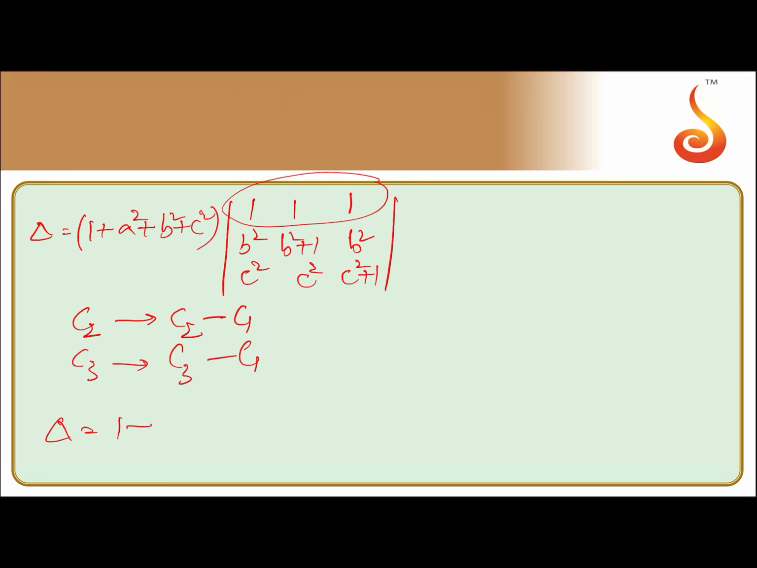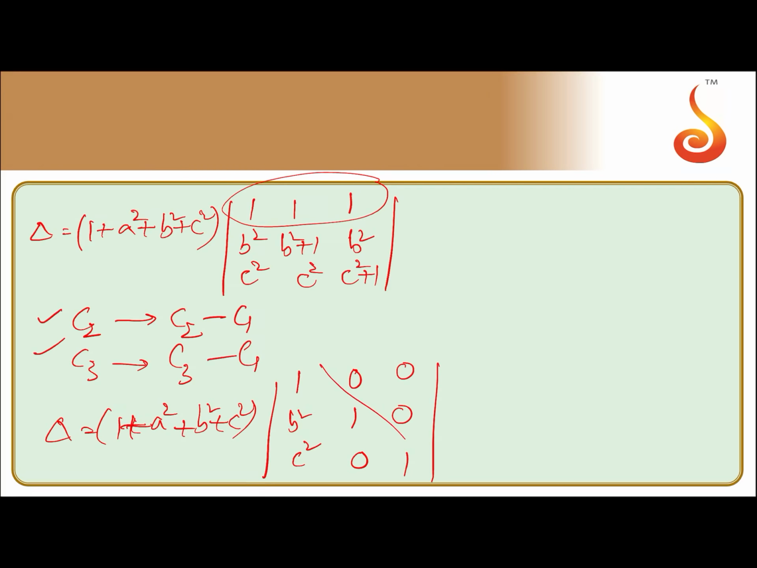C2 minus C1, thereby you get the determinant as 1 plus a square plus b square plus c square, multiplied by the first column with no change, only the second and third columns change. 1, b square, c square; 1 minus 1, 0; b square plus 1 minus b square, 1; and 0. And this is 0, 0, 1, negative.